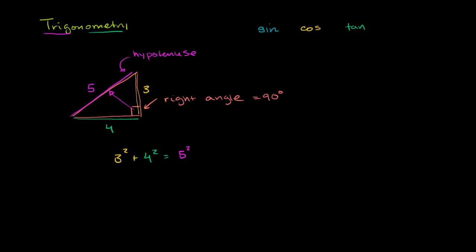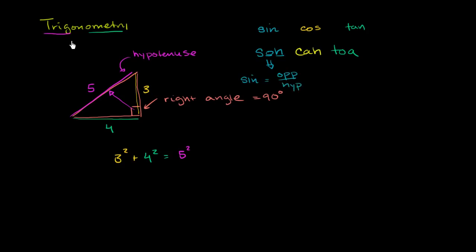So let me write something out. This is a bit of a mnemonic, something to help you remember the definitions of these functions. It's called SOHCAHTOA. And you'll be amazed how far this mnemonic will take you in trigonometry. So SOH tells us that sine is equal to opposite over hypotenuse.